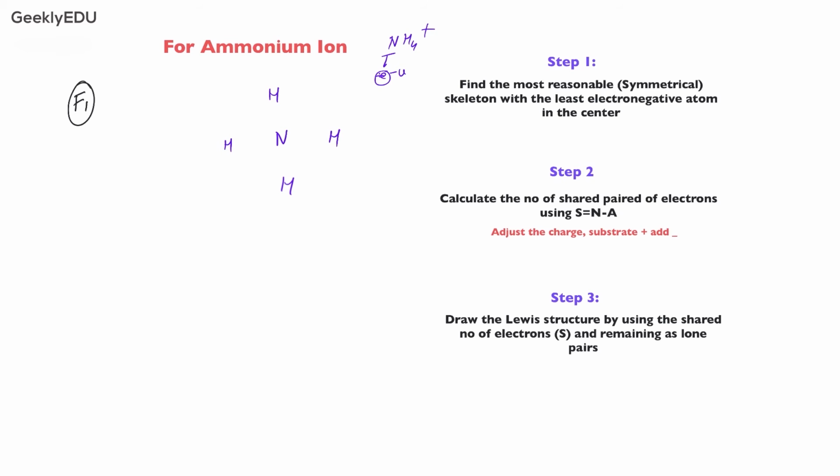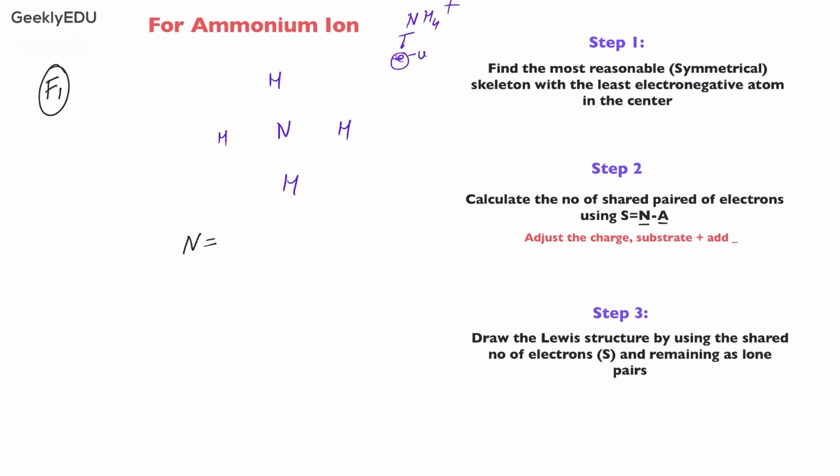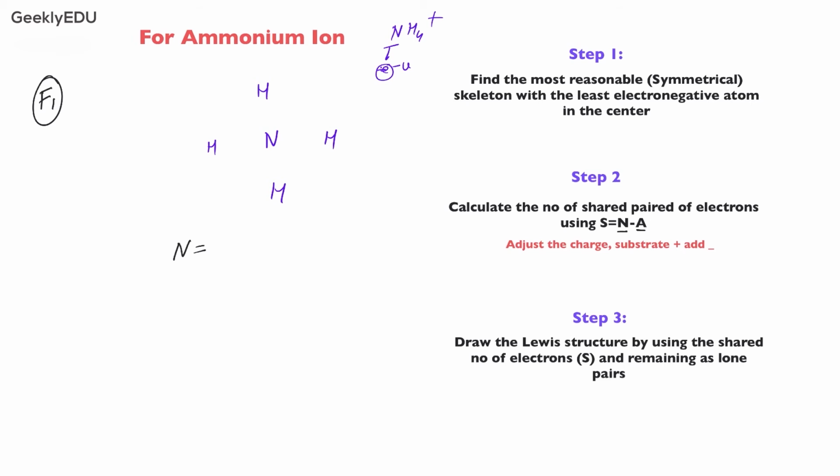Now we are going to use the same formula for this. So for N, how many electrons are needed? Hydrogen, if you remember, does not follow the octet rule. It instead follows the duplet rule. It needs only 2 electrons in its valence shell. So we have 4 hydrogen times 2, then we have 1 nitrogen. Nitrogen needs 8. So 4 times 2, that is 8, plus 8, that becomes 16.